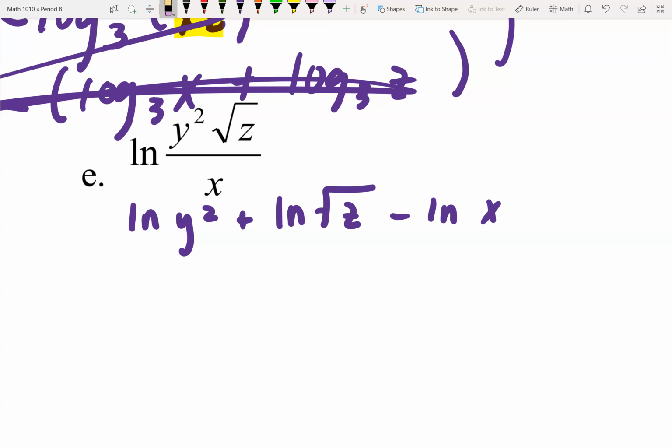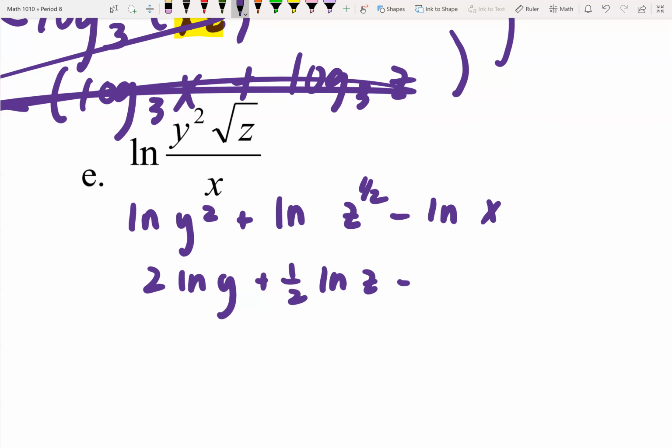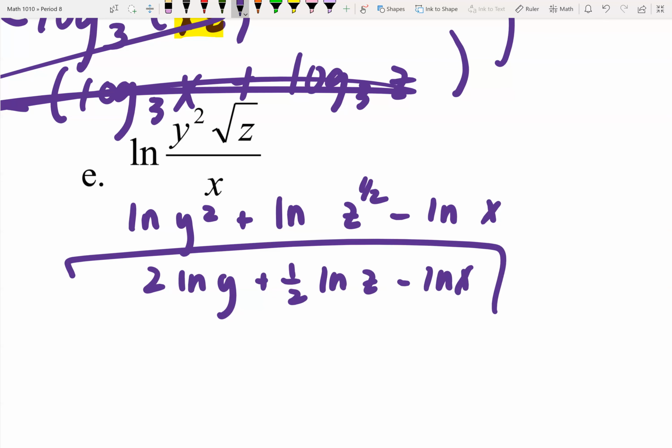Take your eraser. Get rid of the square root of z. Get rid of the square root above the z. And change that to a z to the, tell me, 1/2. Square root of z is z to the 1/2. Are we done? Nope. What do I do? Exponents, right? So we have 2 ln y plus 1/2 ln z minus ln x. Done.